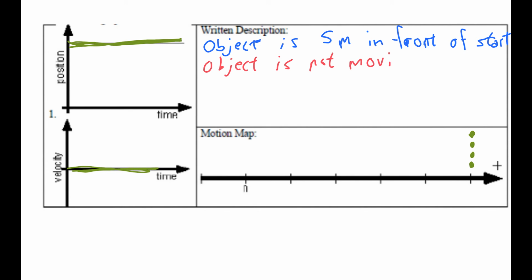The last thing we've got to do is say how long it's going to do it. And we'll just make up 4 seconds. So I'm going to say that the object is not moving for 4 seconds. And that's all you really have to do.